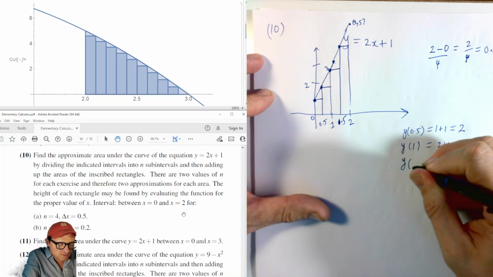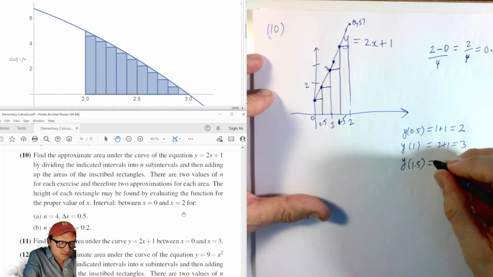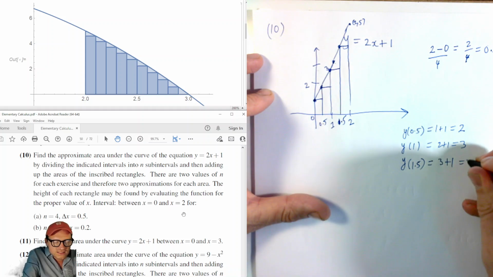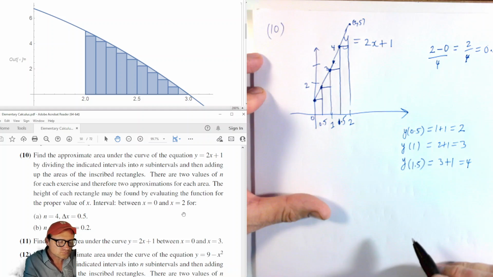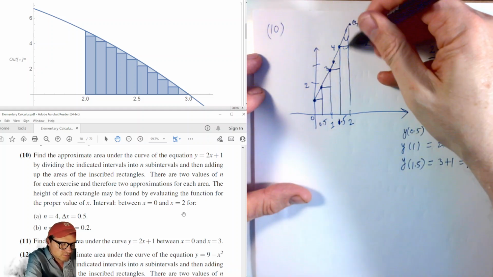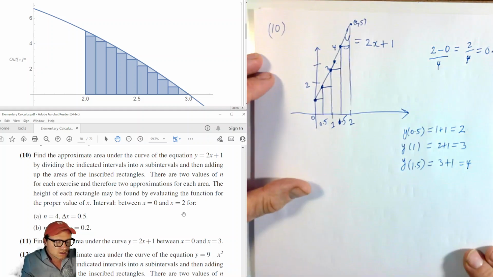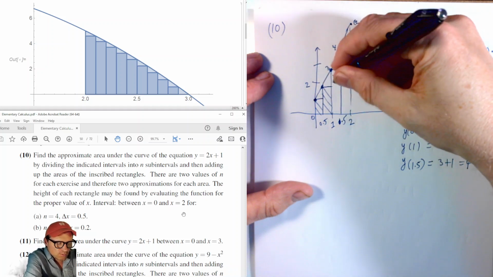So y of 1.5 is 3 over 2. So 2 times 3 over 2 is 3, and then we add 1, and so we get 4. So this has height 4. All right, and so we don't need the last one because these are inscribed and we stop when x is 2. So let's shade our area to make it really clear what we're up to.